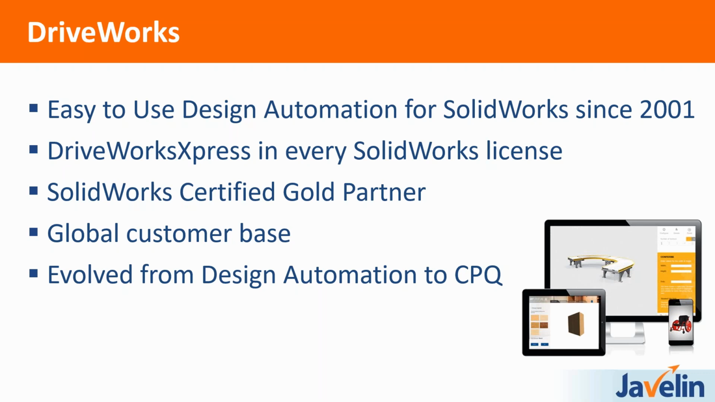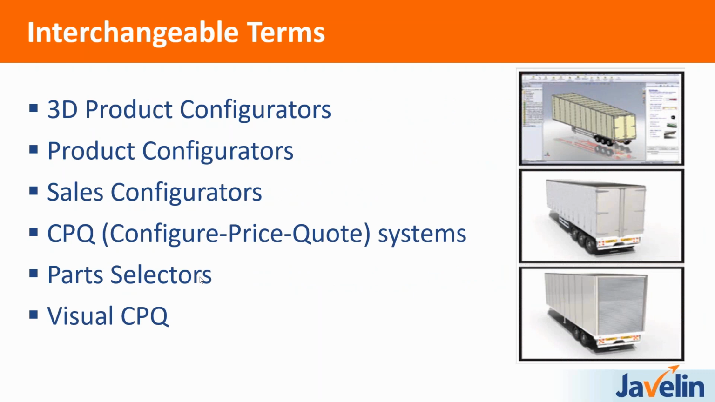They are very responsive, and as I said, not only do we love them, but we love what their software does for our customers. So we're talking about 3D product configurators, but in conversation you'll probably hear a lot of different terms that are interchangeable. So we talk about 3D product configurators, we talk about product configurators, sales configurators, CPQ or Configure-Price-Quote systems, there's part selectors, and there's visual CPQ. So those are somewhat interchangeable, and I'll point out where some of the differences are in a little bit.